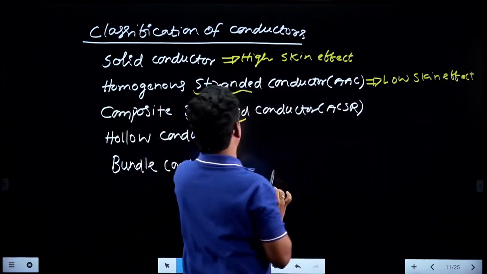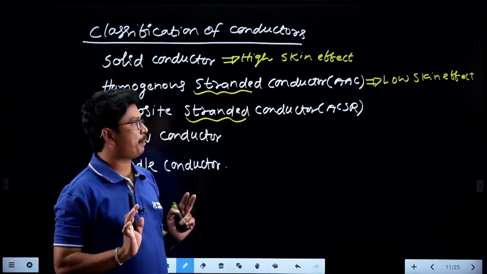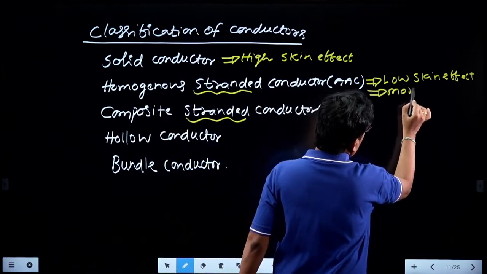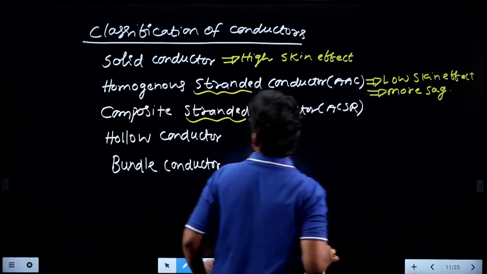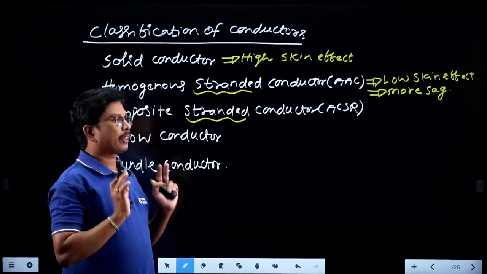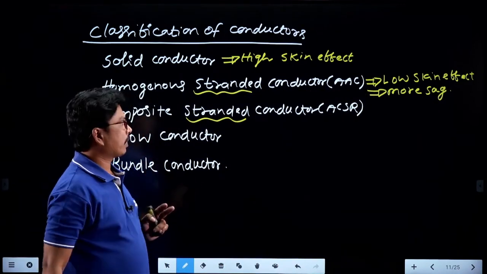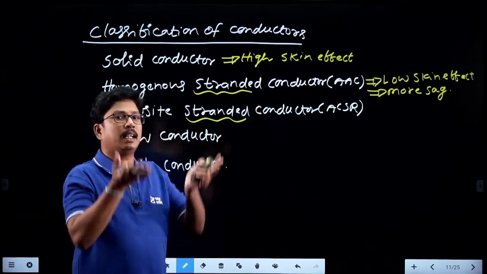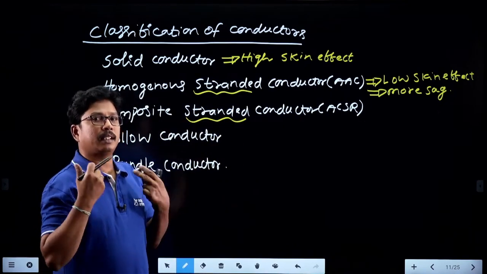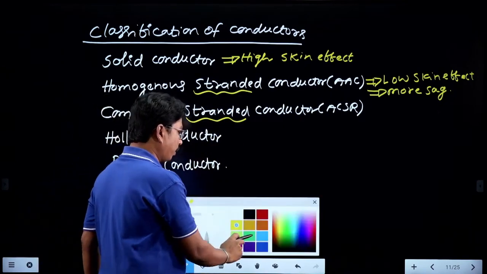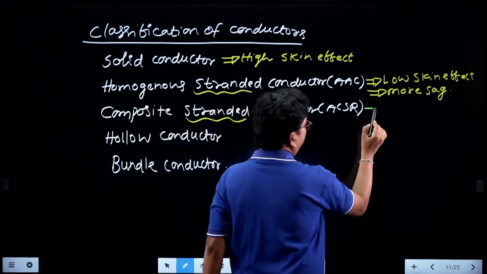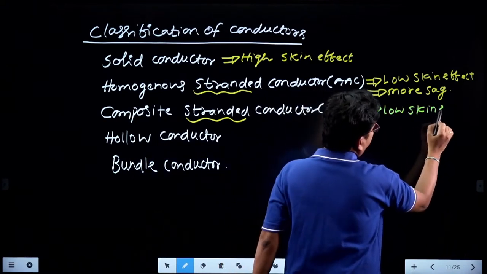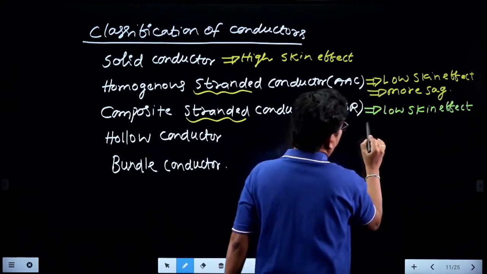But the problem with the homogeneous stranded conductor or all aluminum conductor is that it has more sag, right? So the homogeneous stranded conductor has less skin effect but more sag. To avoid that, we have introduced the ACSR conductor. We have added some steel to increase the tensile strength of the conductor. So finally the sag will be reduced, right? Therefore ACSR conductors have low skin effect because of the stranding property, and less sag.